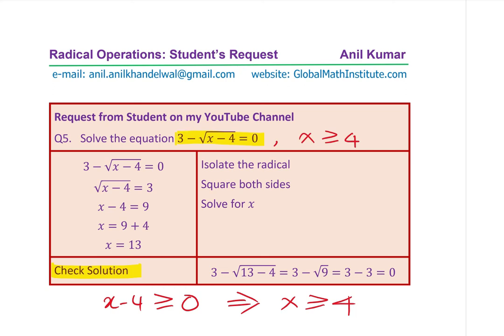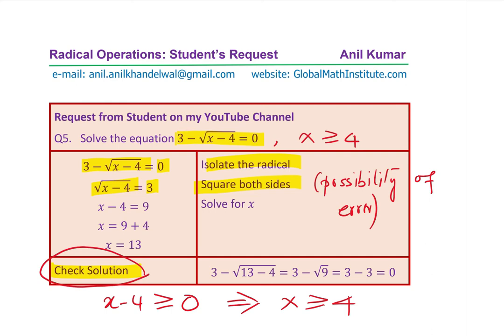Now here are simple steps to follow to solve such a radical equation with square roots. The equation given to us is 3 minus square root of x minus 4 equals 0. Isolate the radical. That is my first step. So we could take this on the right side. This becomes square root of x minus 4 equals 3. Now we can square both sides. Remember, at this step, when you square both sides, there is a possibility of error. Can you tell me why? And that is why we have to check our solution. Is that clear to you?